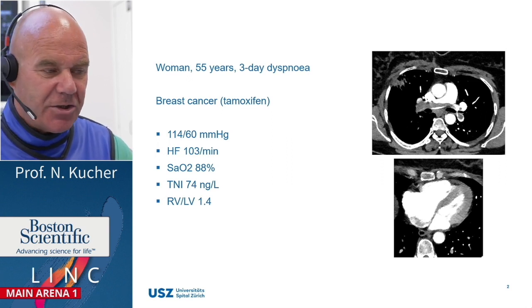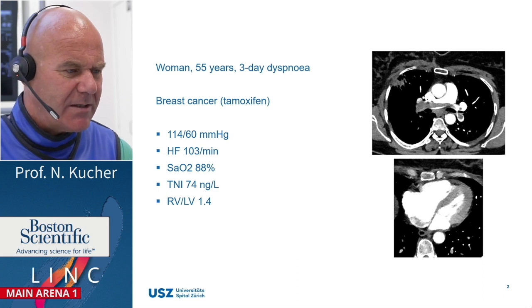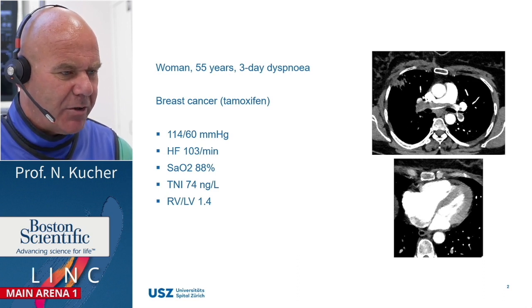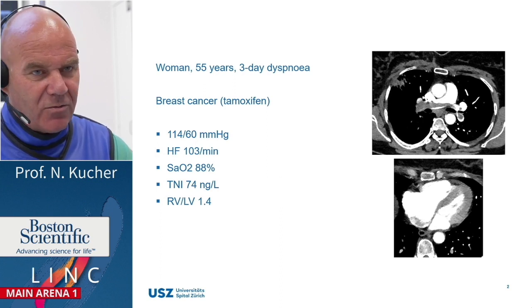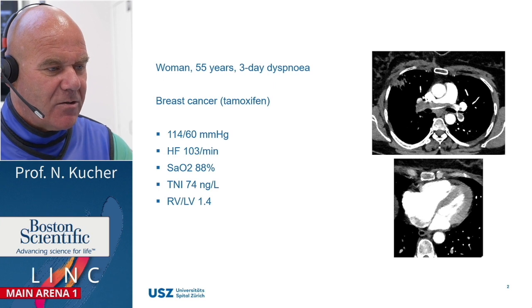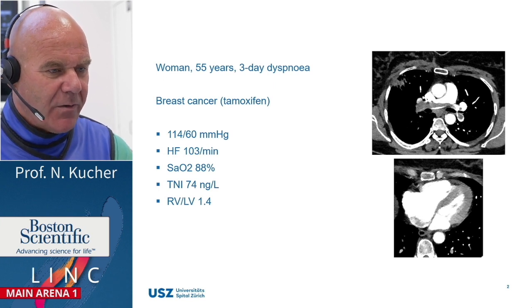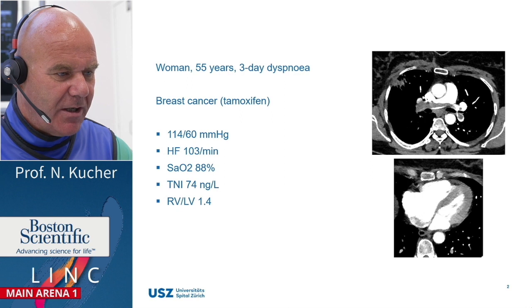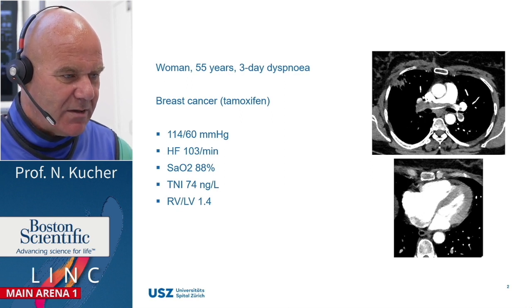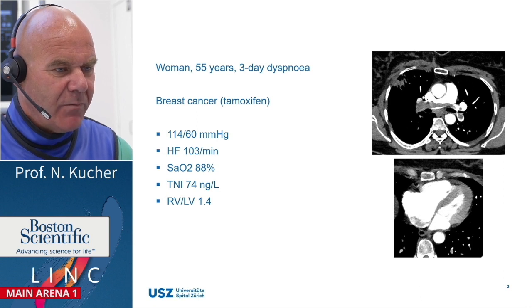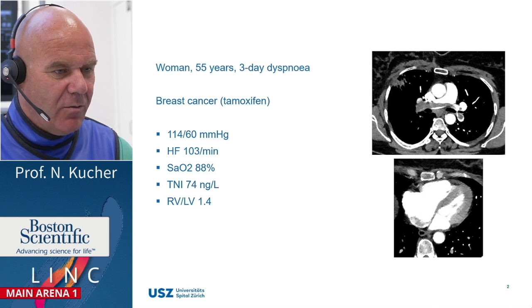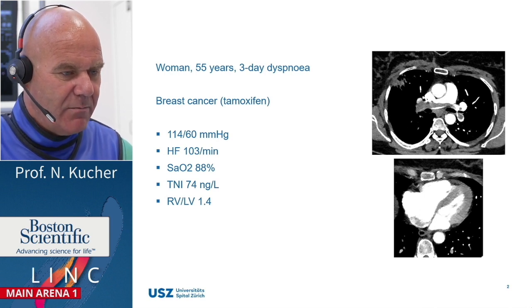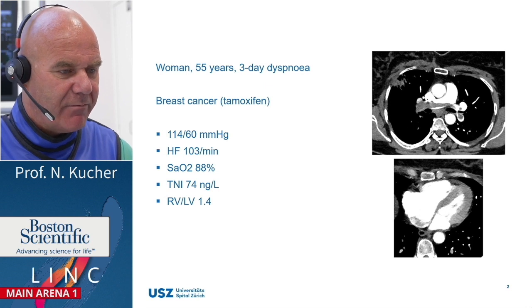On initial presentation, she looked quite hemodynamically stable with a normal blood pressure. She was tachycardic with a heart rate of 103. Her O2 saturation on room air was 88%. Troponin test was highly positive. And as you can see on the CT scan, she had not only a dilated right atrium, but also a dilated right ventricle with an RV-LV ratio of 1.4. And you can see a saddle embolus on the upper image with a complete occlusion of the right pulmonary artery and a partial occlusion of the left pulmonary artery.